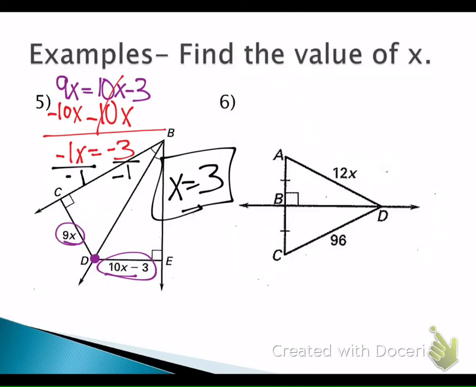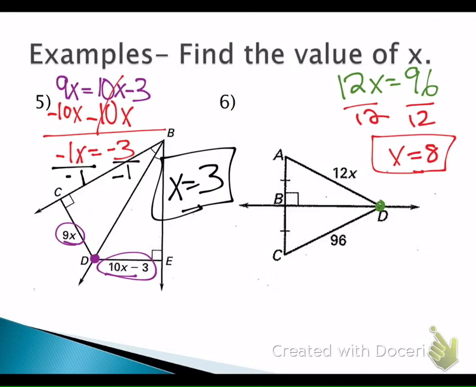All right. We have D on a perpendicular bisector. So what do I know about the distance away from A and C? Congruent, same distance. Equidistant was your big word for today. So 12x equals 96. Divide both sides by 12. X equals 8. Great. Any questions?